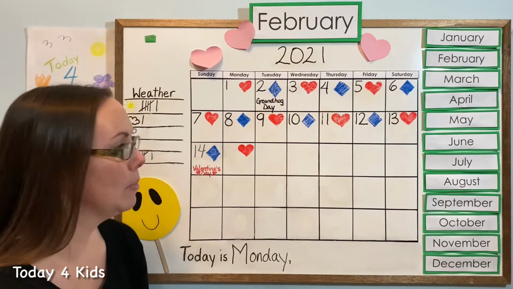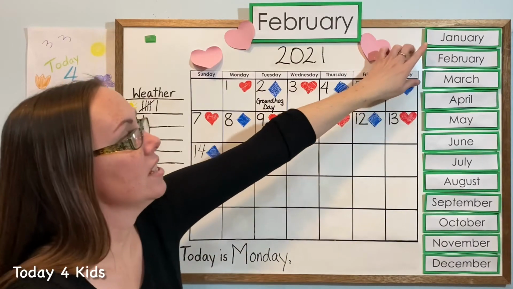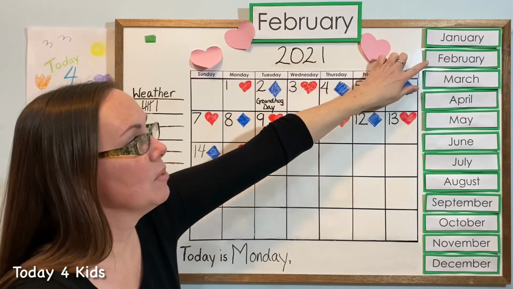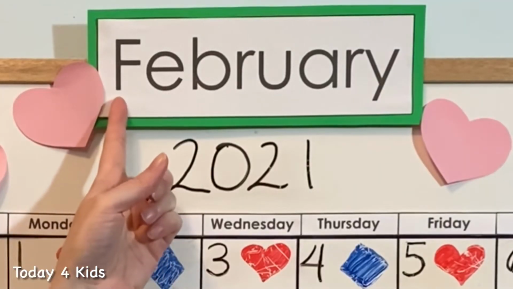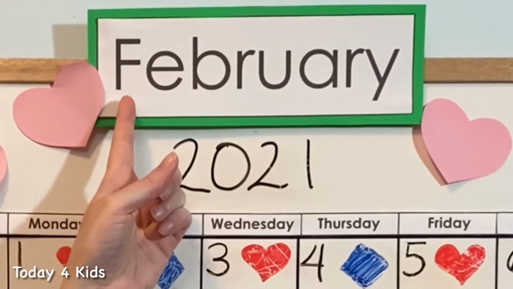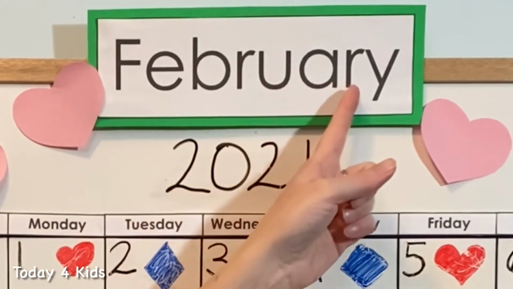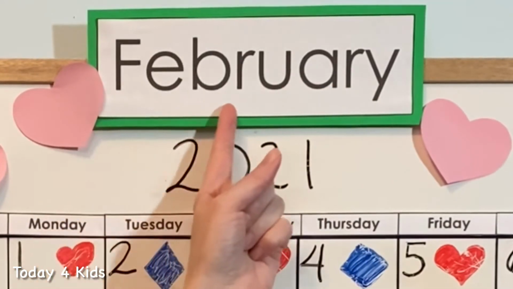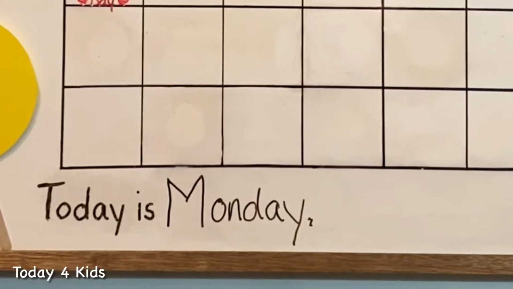Good job. So we are in the second month of the year. So it starts with January and the second month is February. So we put it at the top of our calendar and it begins with an F. F like fun. F-E-B-R-U-A-R-Y. February. February. So we're going to put that into our sentence.